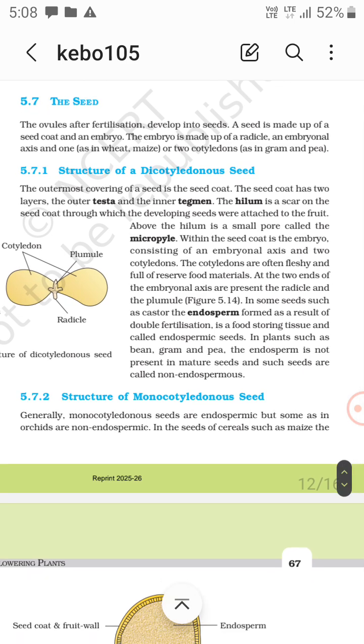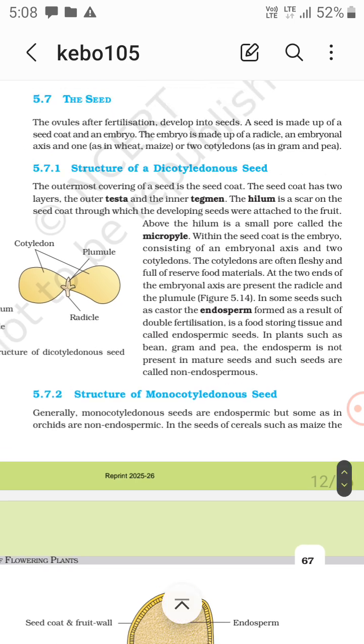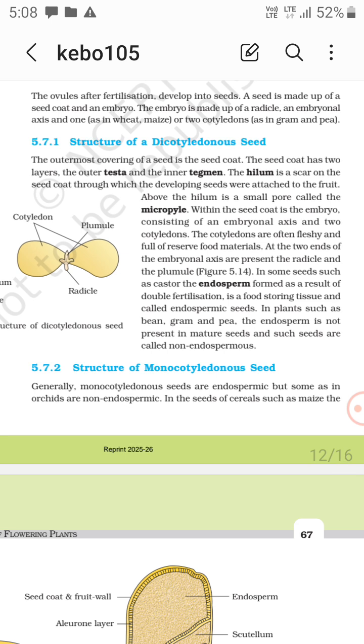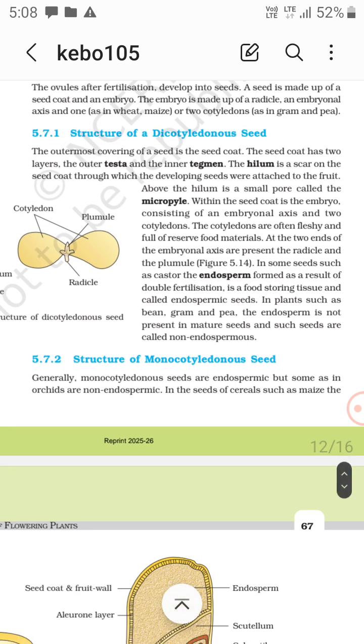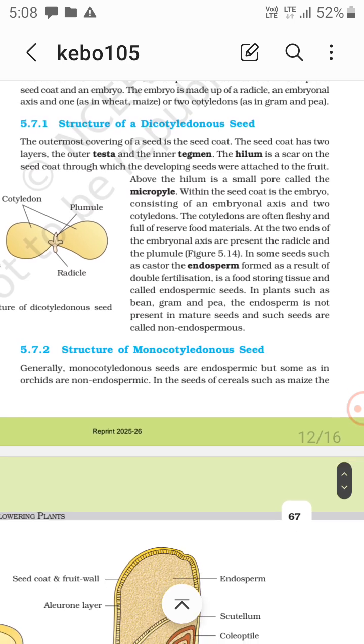Now structure of a dicotyledonous seed. They have testa and inner is tegmen. The hilum is a scar on the seed coat through which the developing seeds were attached to the fruit. So this is the hilum scar, and above that hilum is a small pore called the micropyle. Okay. So cotyledons are often fleshy and full of reserve food materials.